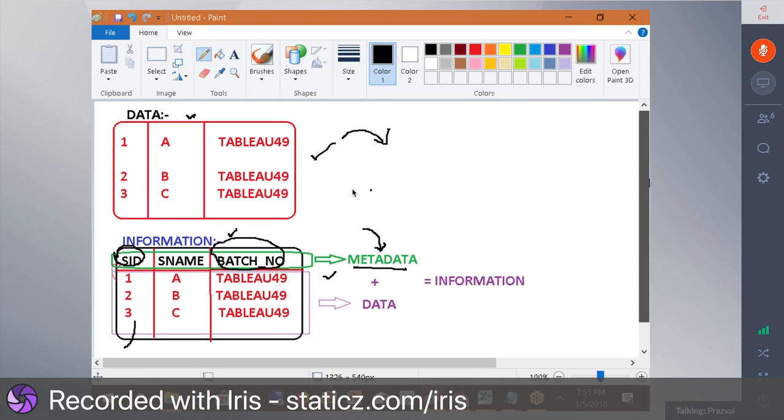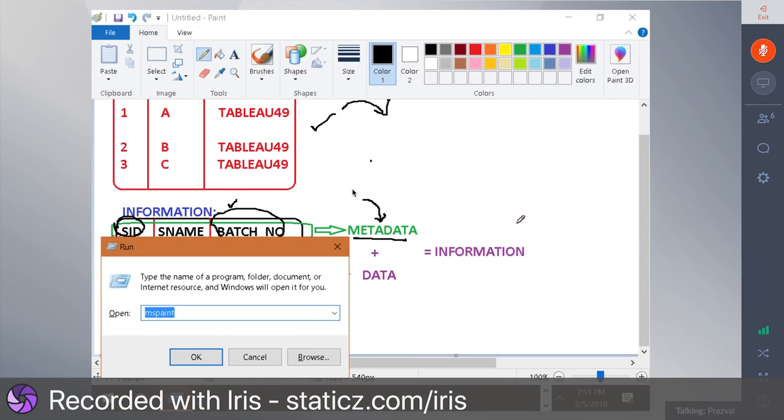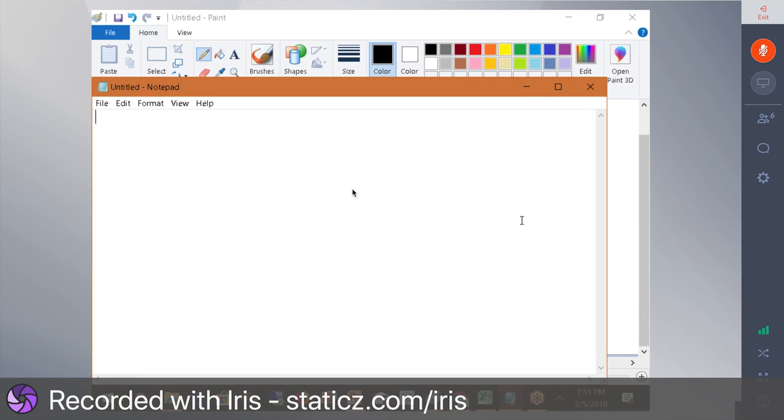So now, moving forward, let's talk about Tableau. What is Tableau? I told you Tableau is one data tool that we're going to use. Tableau is a BI platform.